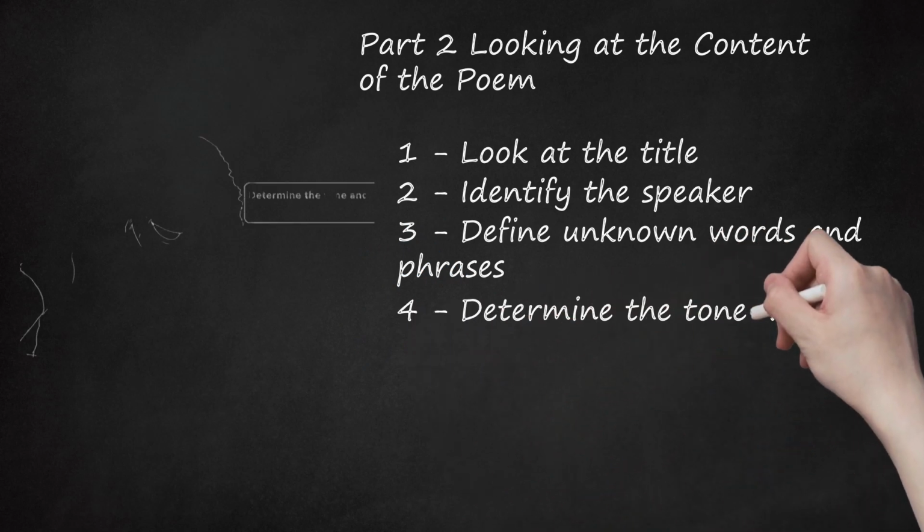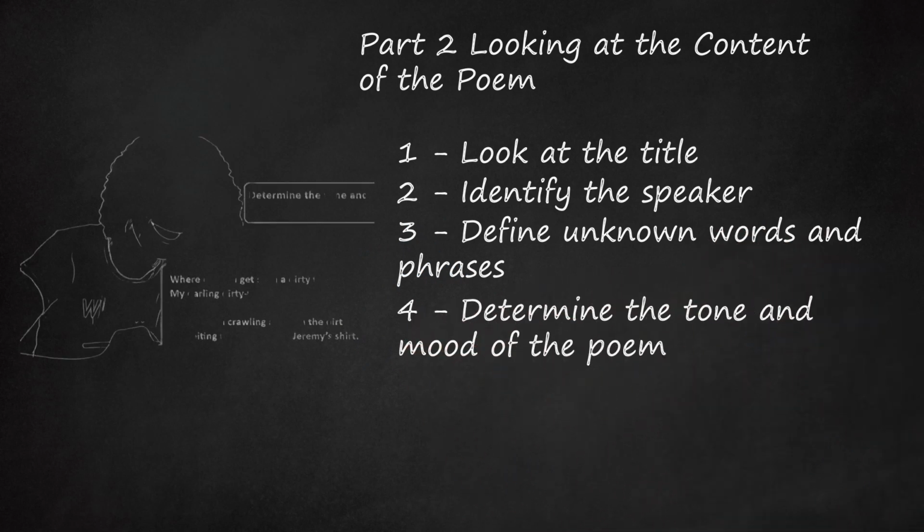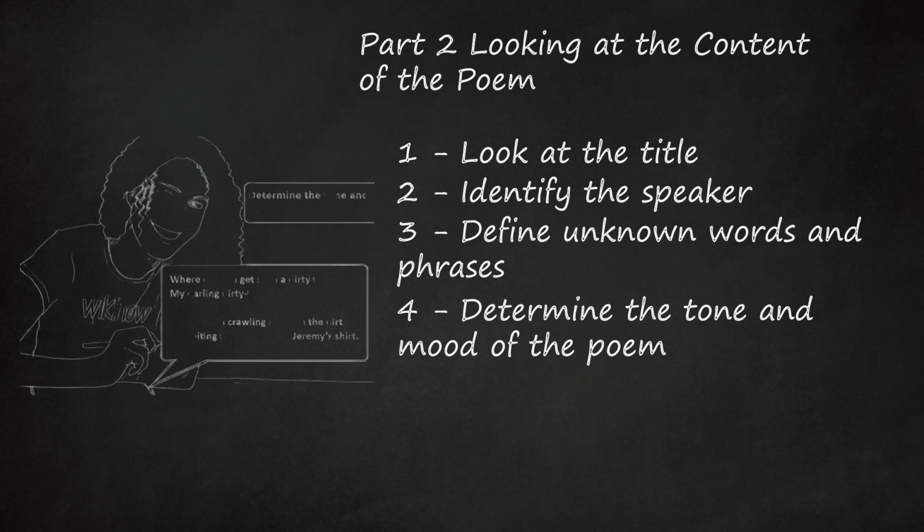4. Determine the tone and mood of the poem. The tone and mood of the poem are often created by the word choice and the language used in the poem. You may also get a sense of the mood and tone of the poem by listening to the rhythms of the poem when you read it out loud.